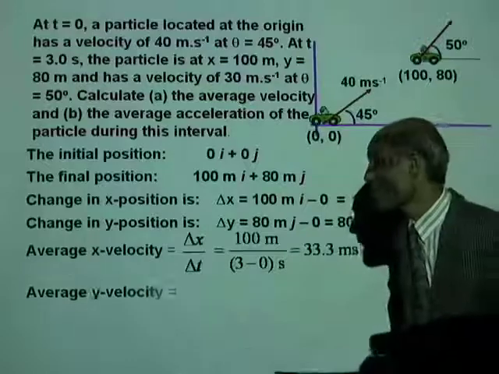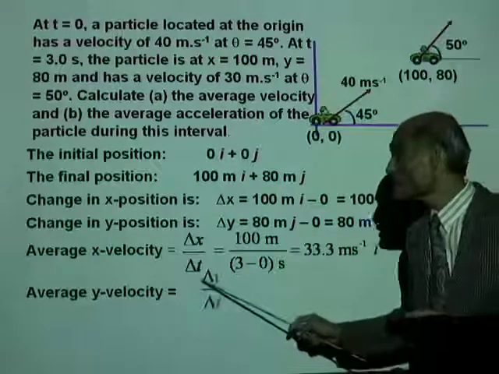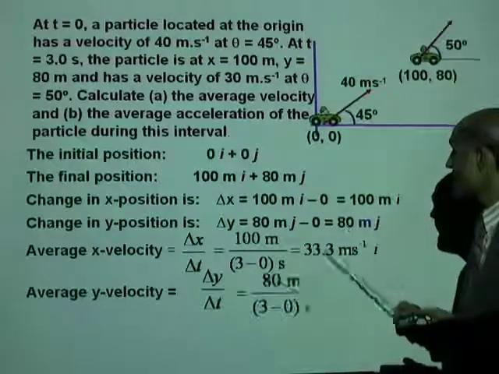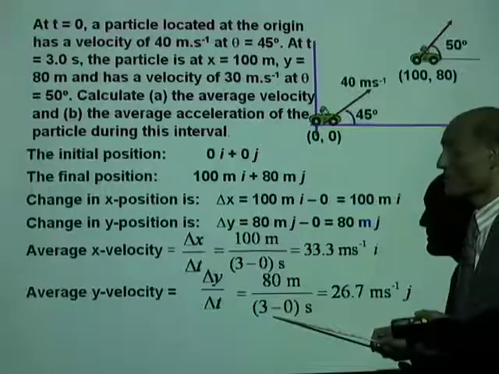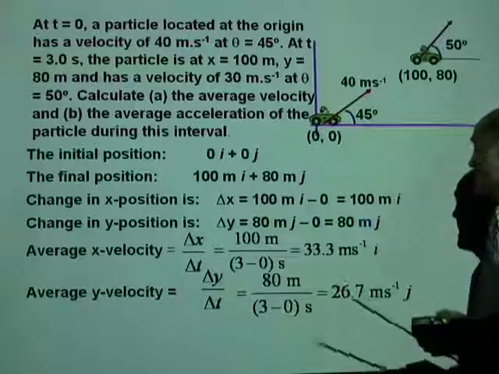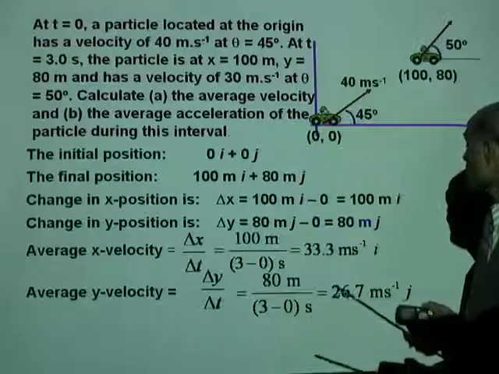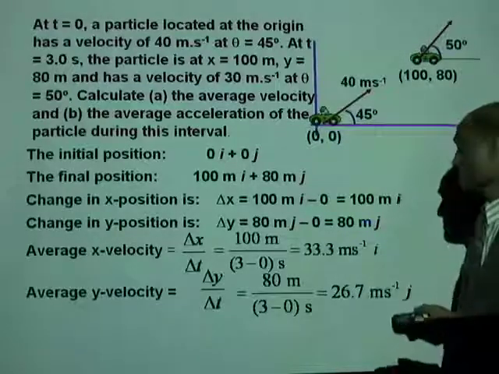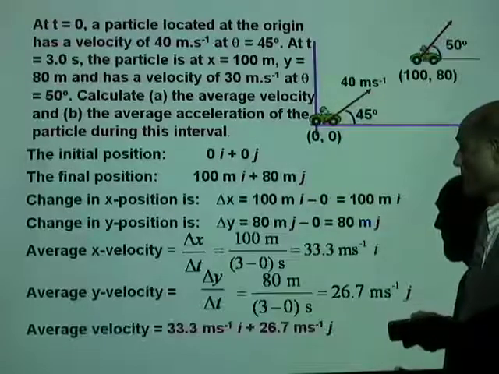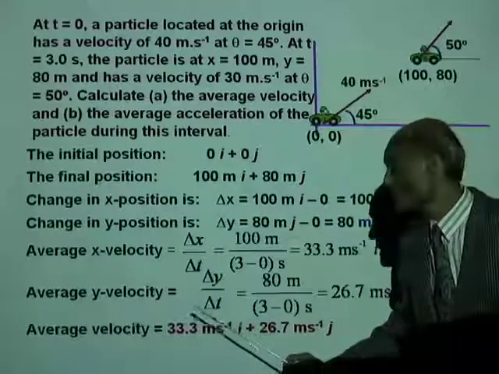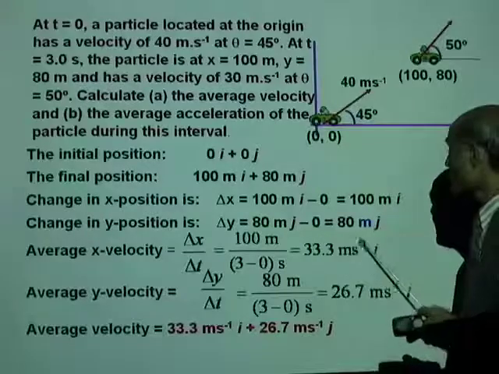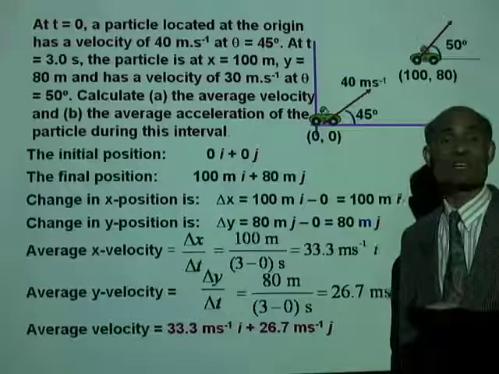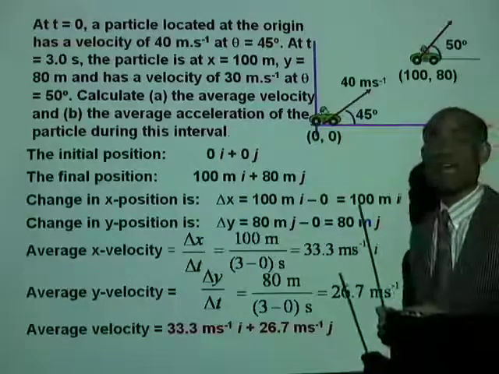What is the average y velocity? It will be delta y divided by delta t, and delta y is 80 meter j divided by 3 seconds, and that will be 26.7 meter per second j. Okay? Therefore, average velocity is 33.3 meter per second i plus 26.7 meter per second j.